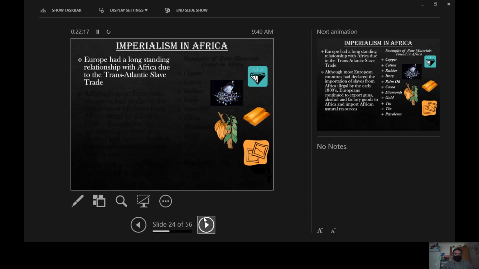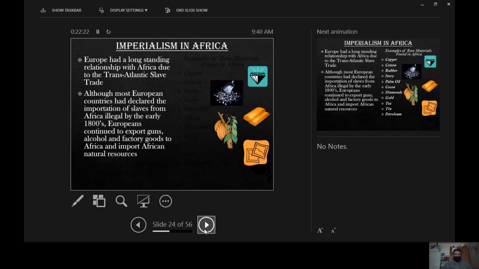As I said, Europe had a long-standing relationship with Africa due to the transatlantic slave trade. Although most European countries had declared the importation of slaves from Africa illegal by the early 1800s, Europeans continued to export guns, alcohol, and factory goods to Africa and import African natural resources. It was only a matter of time before the Europeans wanted more.